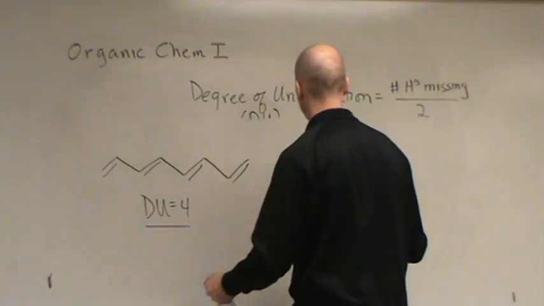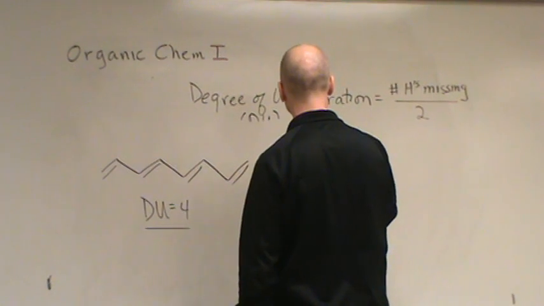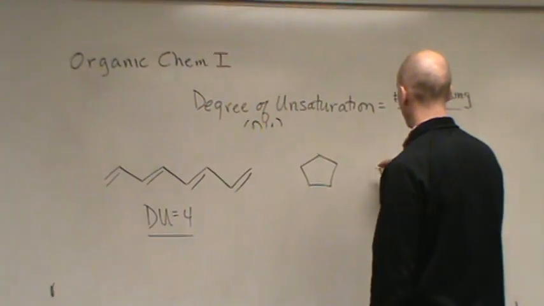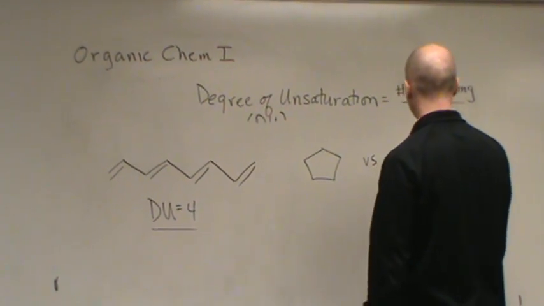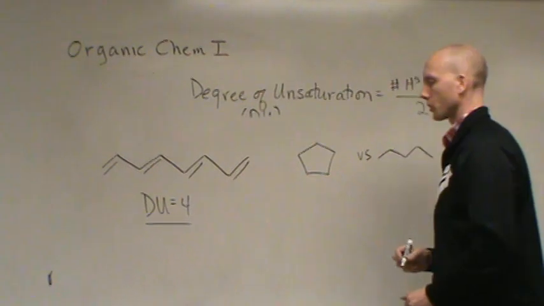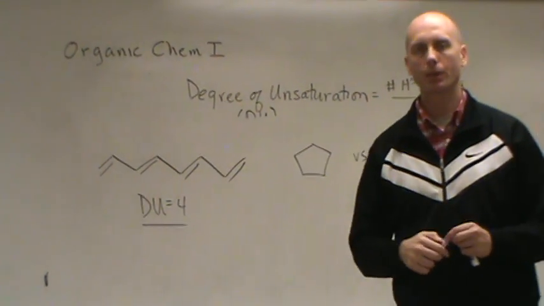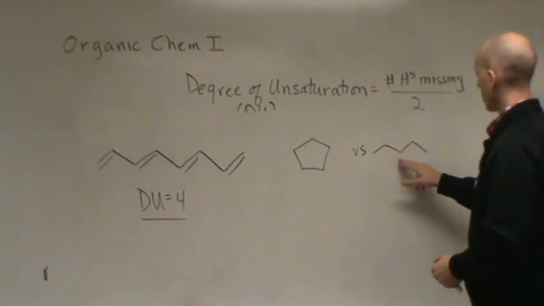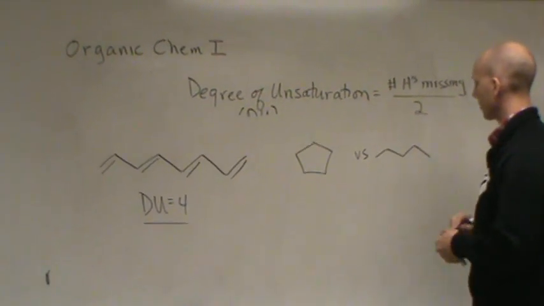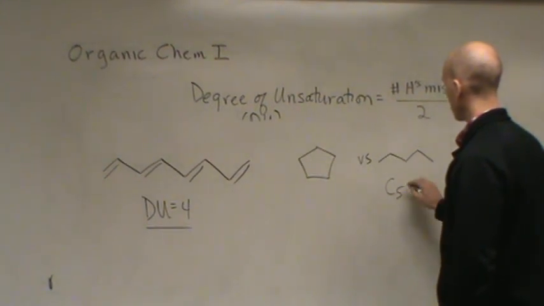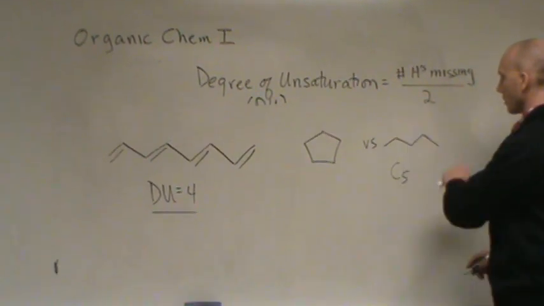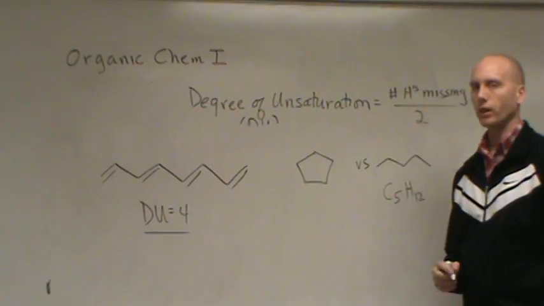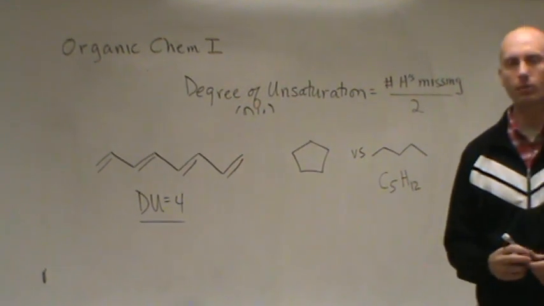Let's take a look at this here, where I have this 5-membered ring versus this 5-membered linear molecule. Okay, what's the molecular formula for this? 5 carbons. And if you were to count the hydrogens, you would get 12. You should be able to do that by now.